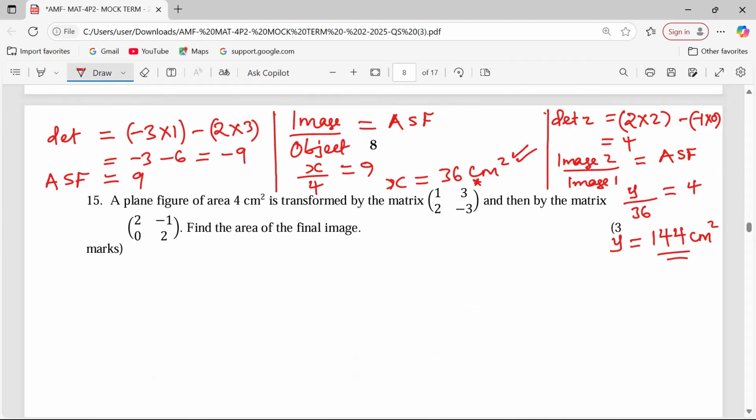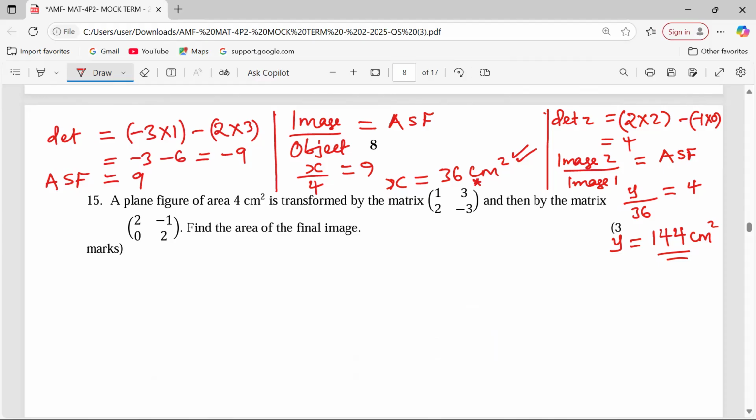My first approach is: from the first determinant, we get the first area scale factor. During these transformations, which are called successive transformations, the first image takes an area of 36. Then it is further transformed, whereby the second determinant is 4, meaning that the second area scale factor is 4. Therefore, the final image over the first image, which is 36, should give us 4. And therefore, the final image can be found to have an area of 144.